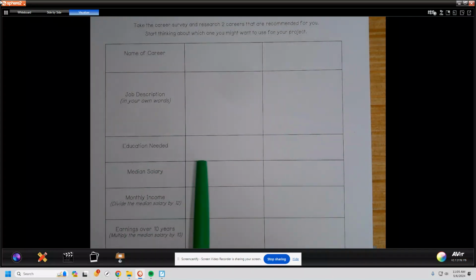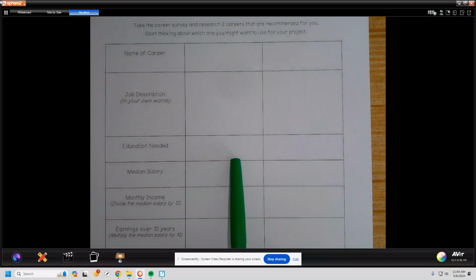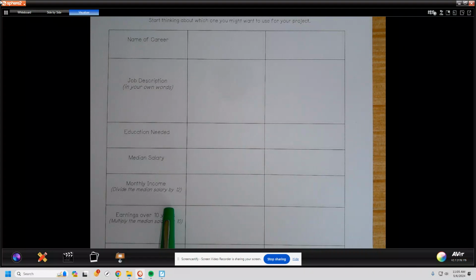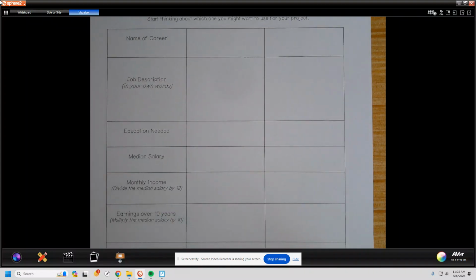Education needed, that would be like, do you need to go to trade school? Do you just need a high school diploma? Do you need an associate's, bachelor's, master's? How much school do you need? Median salary, that's where I showed you on the graph, right in the middle. So that would be how much you make in a year. To find your monthly income, how much you make in a month, you're just going to divide that by 12. And you can just use a calculator, that's fine.